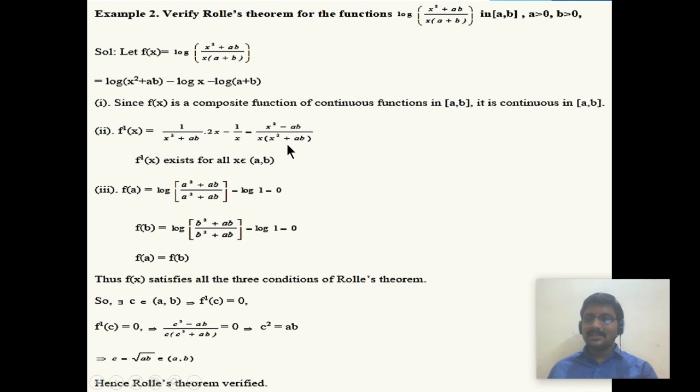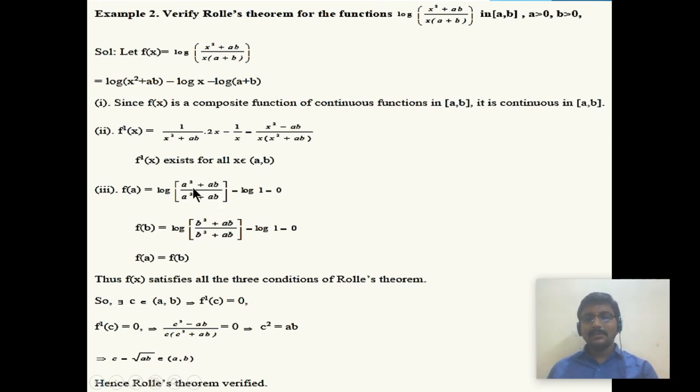Clearly f dash of x exists for every x in the open interval (a, b). So f of x is derivable in the open interval (a, b). Thus f satisfies the first two conditions of Rolle's theorem. And the last one is the functional values at a and b. F of a is obtained by replacing x with a, that is log of (a square plus ab) by a into (a plus b). That is, a into (a plus b) is a square plus ab.